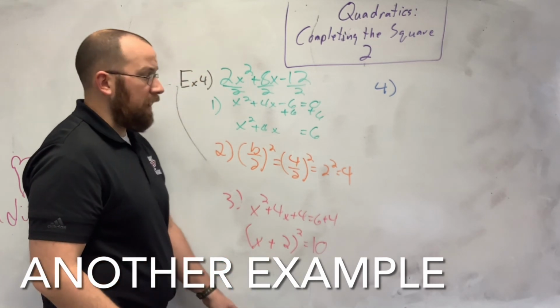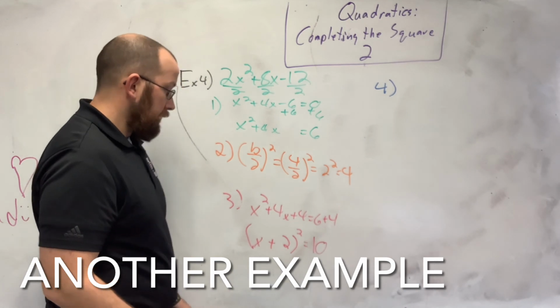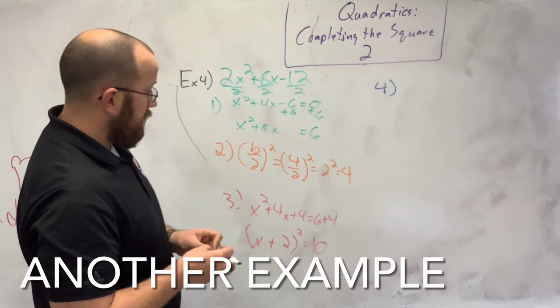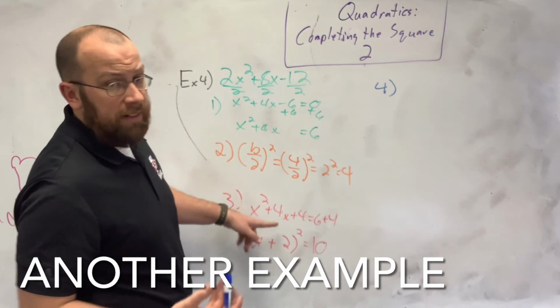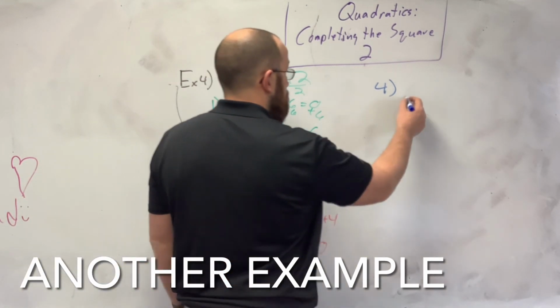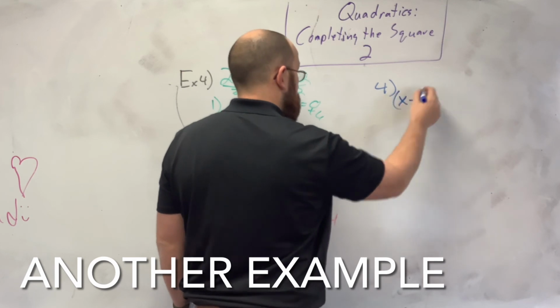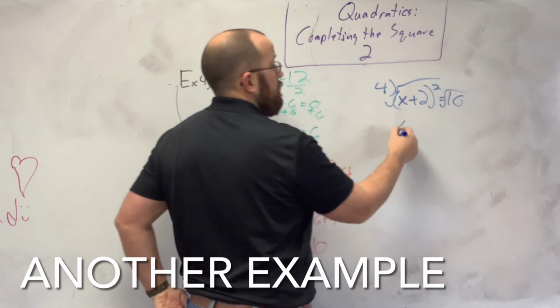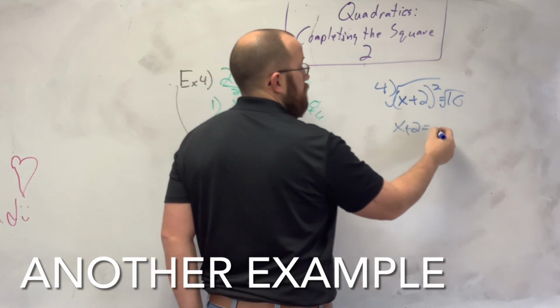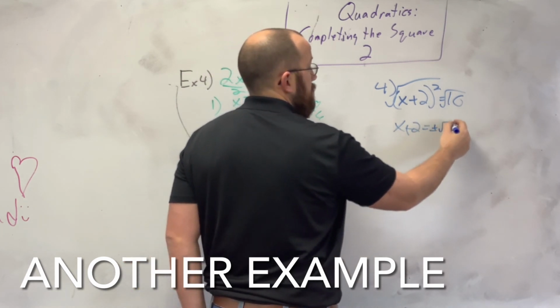Sorry if I'm going a little fast. There's a whole other video over this if you need it. But you always just square root the back number, take the sign of whatever the b is. So x plus 2 squared equals 10. Square root both sides. X plus 2 equals plus and minus the square root of 10.